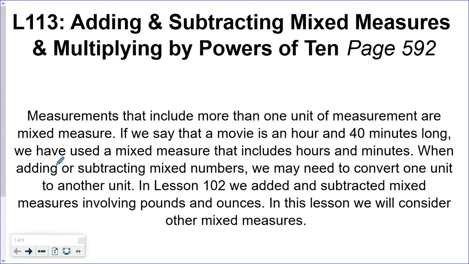Whenever you go to subtract and add mixed measurements together, you may need to convert one of the units to another one. You may have to borrow, or in some cases, you may have to make it smaller or bigger, whatever the case may be. Back in lesson 102, we did add and subtract some mixed measurements, and those involved pounds and ounces. There were 16 ounces in a pound. In this lesson, we're going to be adding and subtracting other mixed measures, not necessarily pounds and ounces, but maybe hours and minutes. So let's take a couple of examples of what I'm talking about.